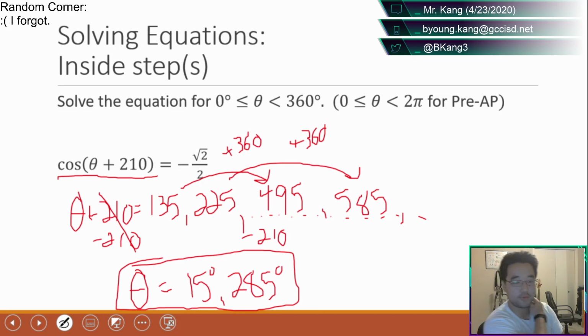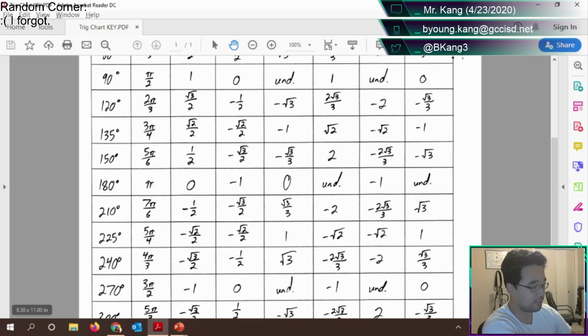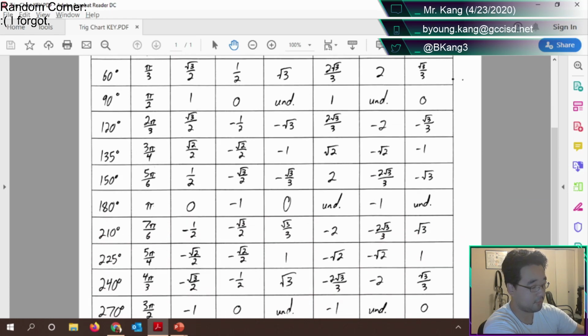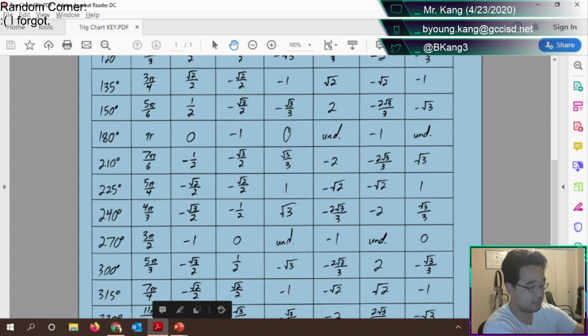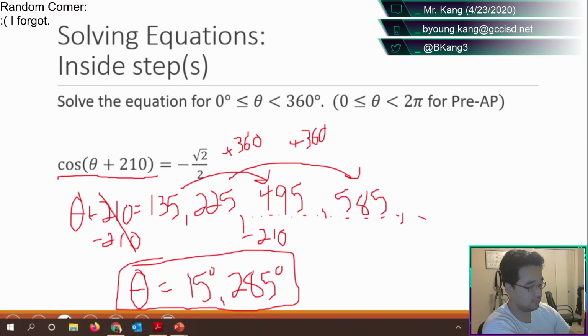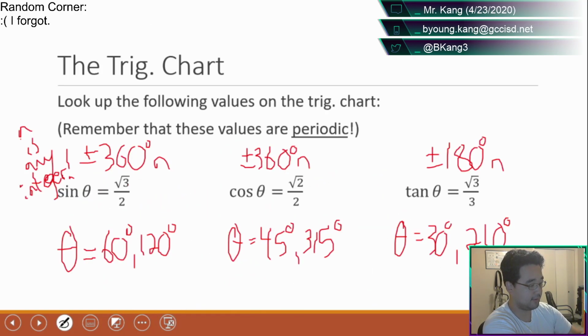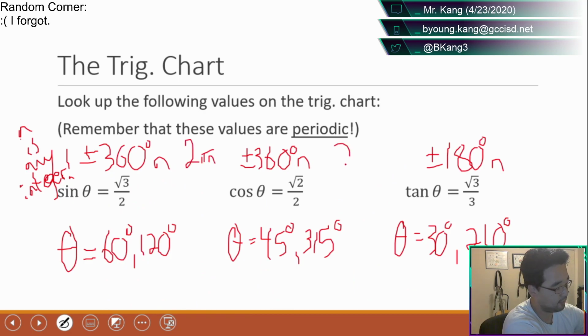Kevin, how do we do those values in radians? So if I were to do this exact same problem in radians, then instead of 210, you would have 7 pi over 6, and then you look up cosine negative square root of 2 over 2. And then instead of 135, you would have used 3 pi over 4 and 5 pi over 4. So you would have written out 3 pi over 4, 5 pi over 4, and then your period is now 2 pi every single time. So back here, for you, it's going to be 2 pi n, or pi n.